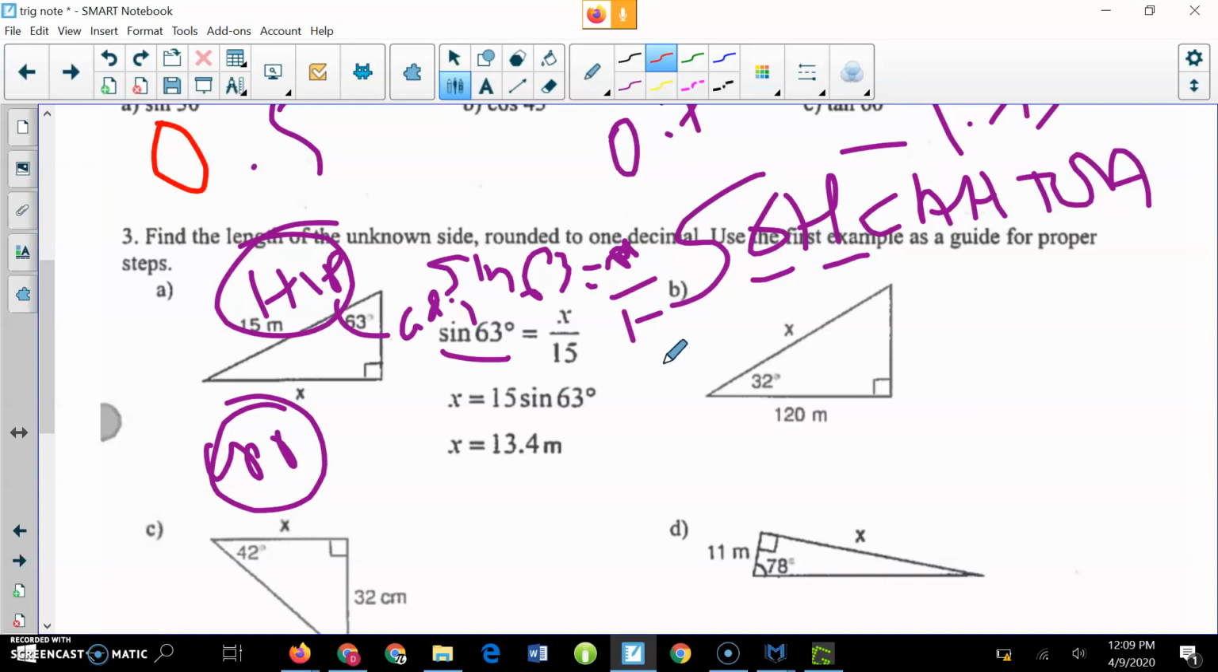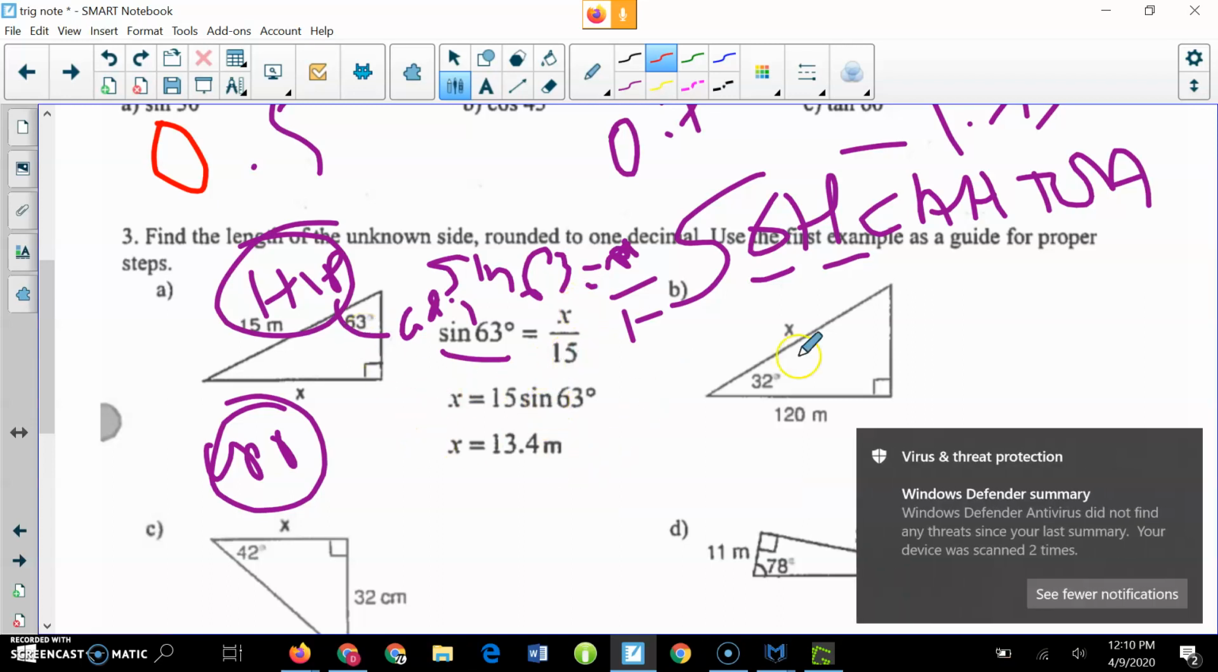So then you sub that in, opposite over hypotenuse. My opposite is the x. My hypotenuse is the 15. In this case, good, we're charging. In this case, what I'm looking for is on top.